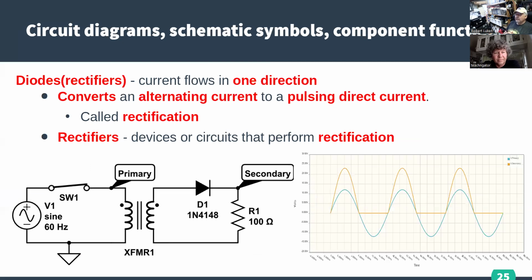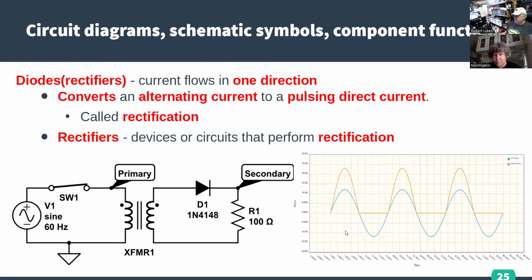Okay. So we talked about diodes before, and now we're going to call them rectifiers when we use them in something like a power supply, like the one I just described. And in here, again, we're applying a 60 cycle sine wave through the switch into the transformer. We're getting a voltage out of the transformer, which is being rectified by this diode, and we're seeing a current through this resistor R1.